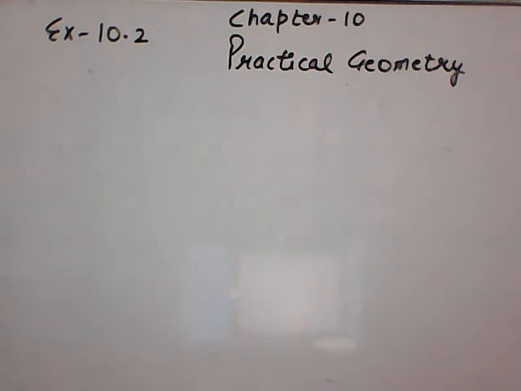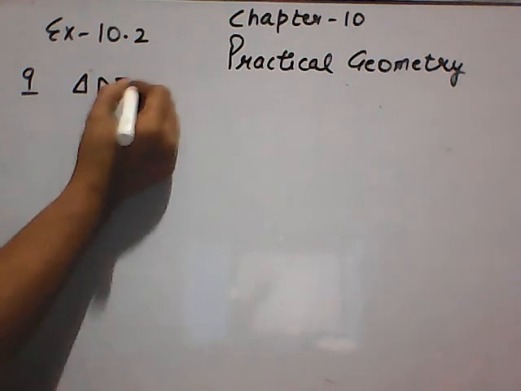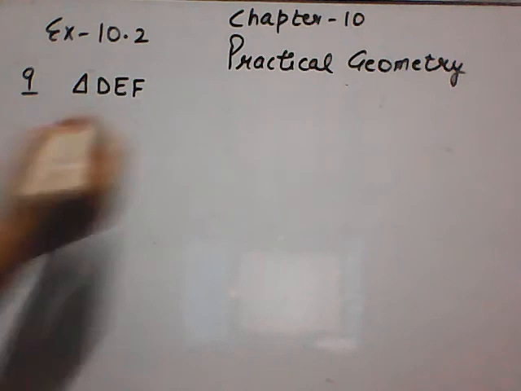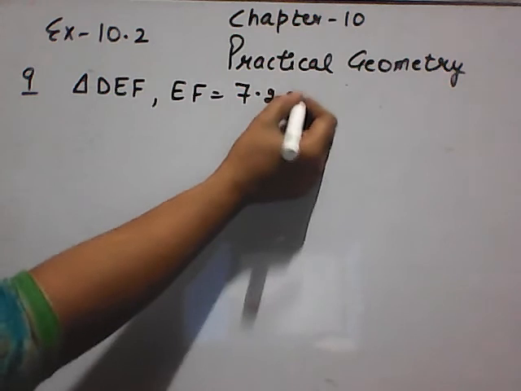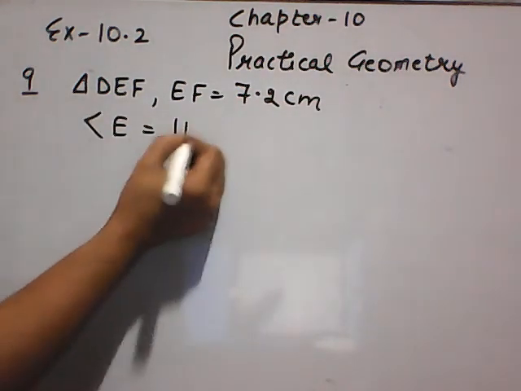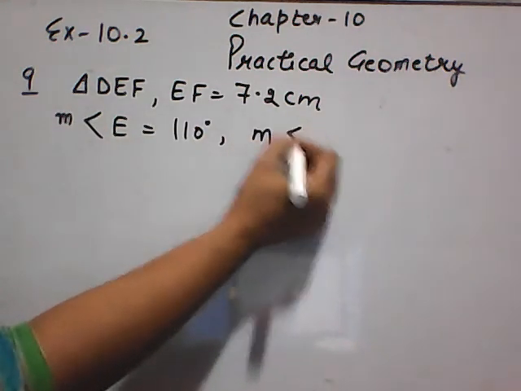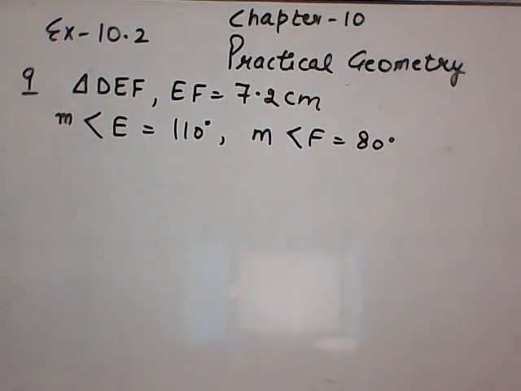In next question, you have to construct a triangle DEF in which EF is given to you 7.2 centimeter and angle E is given to you 110 degree. Angle F is given to you 80 degree. Can you construct the triangles? If yes, then you have to construct it.